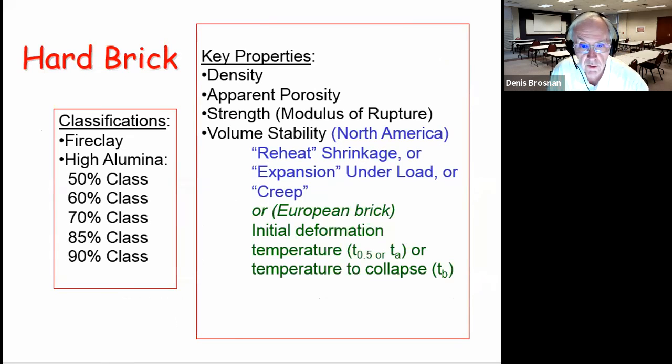Here's some more on hard brick. In North America, we have classes by alumina content. Most ceramic plants are using 60% alumina or less if they use hard brick, or they're using a fire clay. Fire clay bricks are the typical type of bricks used in a fireplace hearth. They're yellowish, brownish in color. They have different ratings: high heat duty, super duty, depending on the thermal exposure. So they have a density, a porosity, of course, and strength.